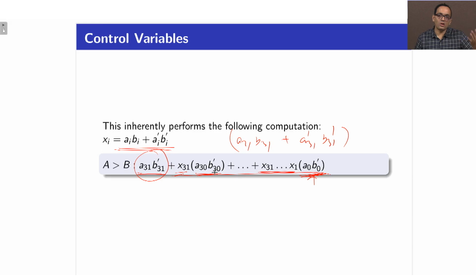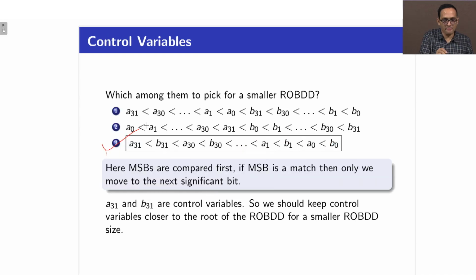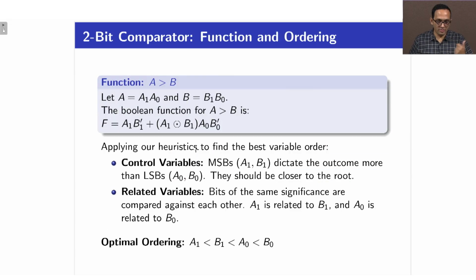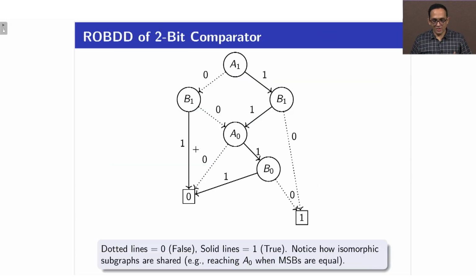So, in a good order, I must keep A31, B31 first in the order, then A30, B30, then A29, B29, and finally at the end A0, B0. So, the good order is effectively this, because I am keeping the control variables higher in the order. A31, B31, A30, B30, and so on. That will give you a good BDD. This I have already constructed in the last class.